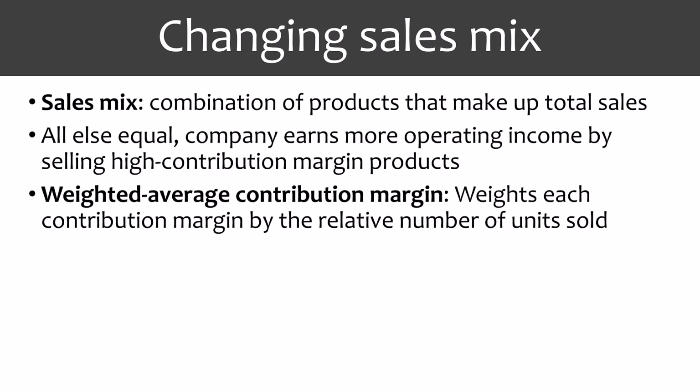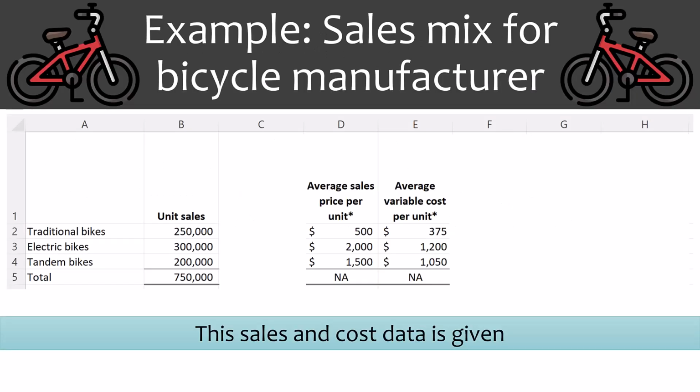The sales mix is the combination of products that make up total sales. All else being equal, the company earns more operating income by selling high contribution margin products. The weighted average contribution margin weights each contribution margin by the relative number of units sold to come up with this overall weighted average contribution margin. So we're going to go through an example.